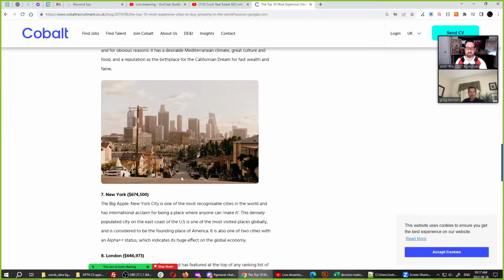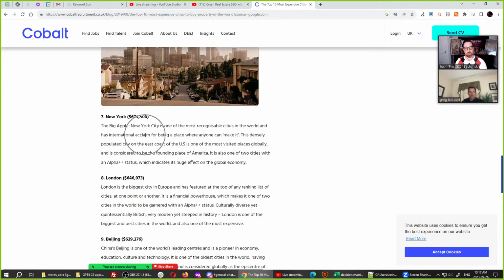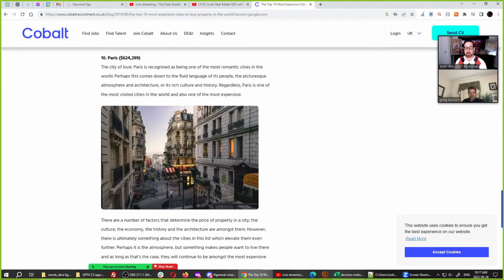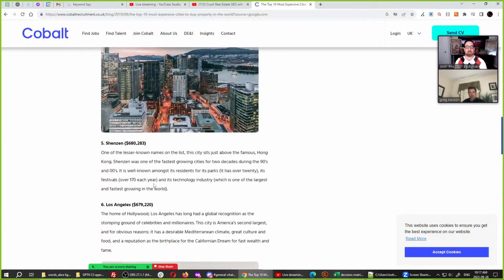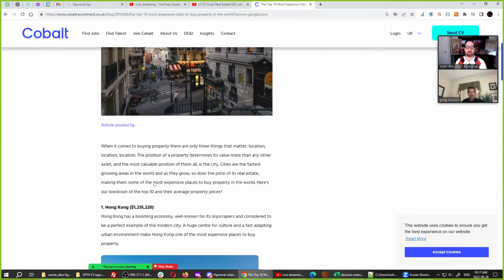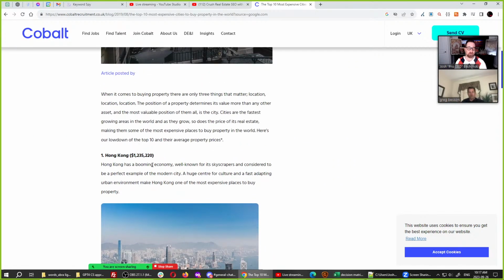Shenzhen, Los Angeles, again, a very beautiful city. New York, which is closer to where Greg is in his part of the world. London, Beijing, Paris. And you're like, okay, great. That's all it took. 10 seconds and I found the areas you can start building rank and rent sites, right?